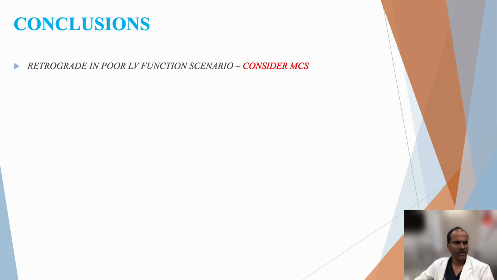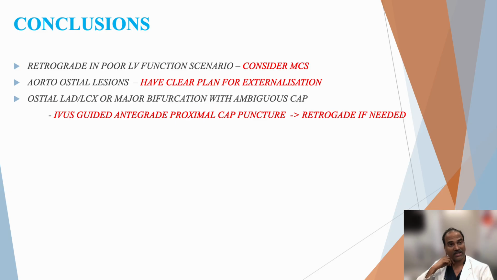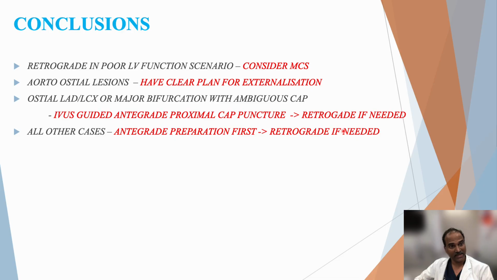To conclude, for retrograde in poor LV function scenario, consider MCS due to hemodynamic consequences. Aorto-ostial lesions, have a clear plan for externalization. Hostile LAD ostium or major bifurcation with ambiguous cap, always do IVUS guided antegrade proximal cap puncture followed by retrograde, not direct retrograde. All other cases, my strategy would be antegrade preparation first followed by retrograde if needed, unless there is a specific contraindication.